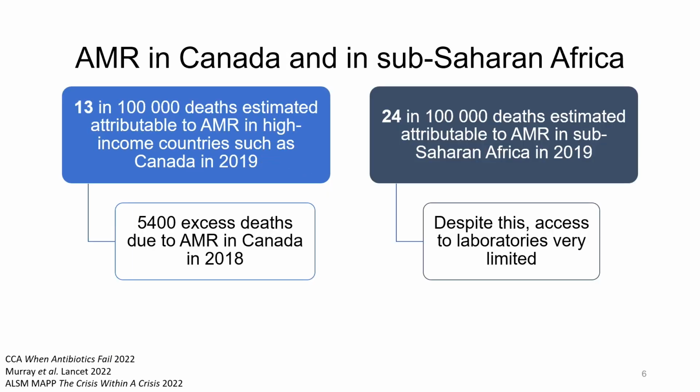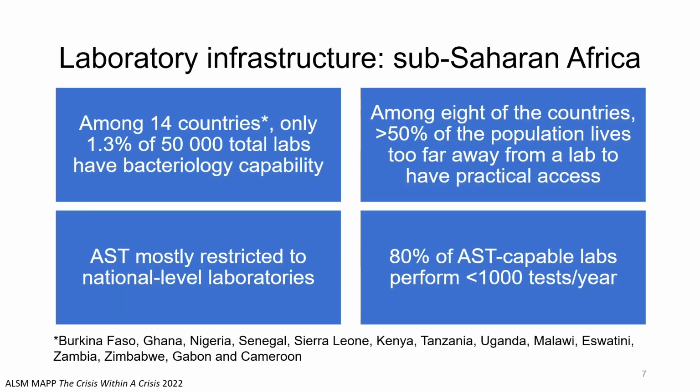So we discussed already how AMR has a big impact on Canadians, but it has an even bigger impact in other parts of the world. As we can see in sub-Saharan Africa, there's almost twice the rate of deaths attributable to AMR. And despite this, the laboratory access is extremely minimal. So very few countries have any access at all, and those that do, many don't have access to AST that could potentially guide them towards appropriate therapies for their patients.